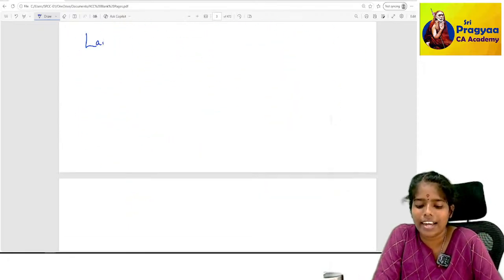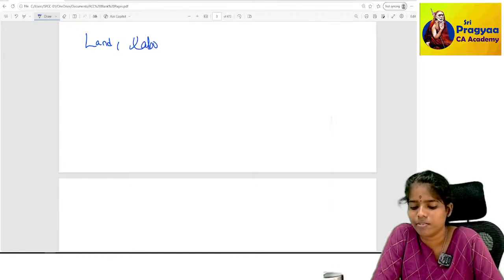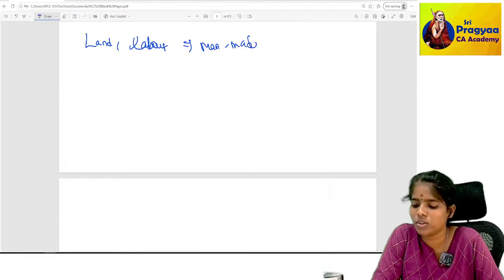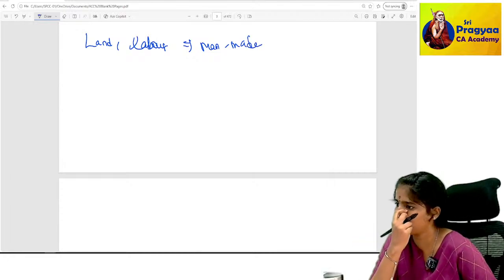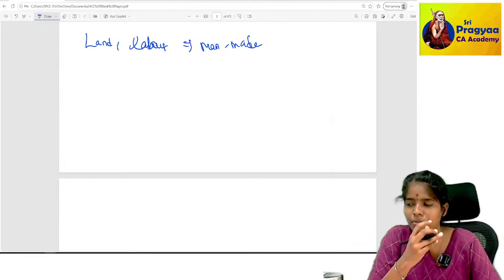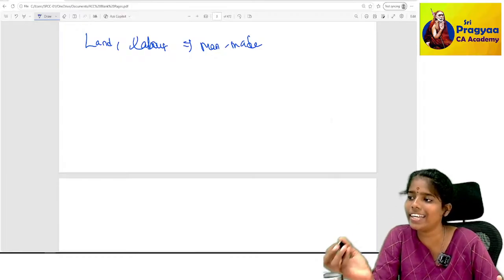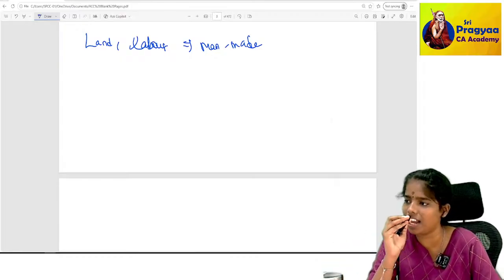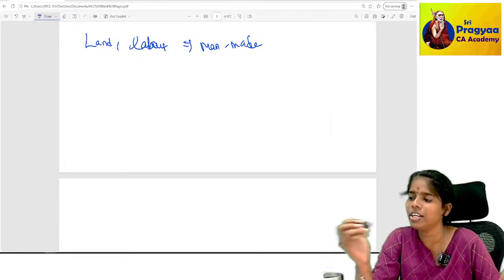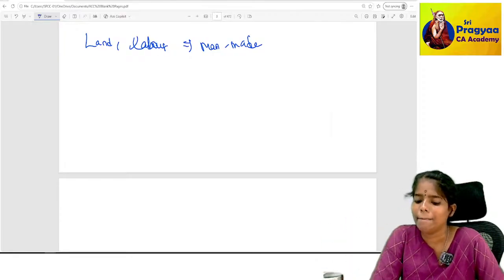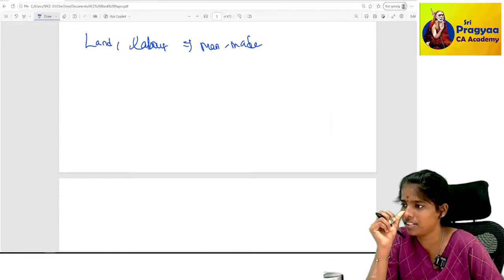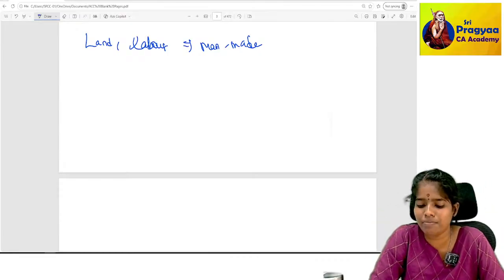Previously we saw land and labor. Are they man-made? No. Land is also nature's gift. Labor is also nature only. You are not going to produce human beings. You can only hire them by giving them talent. Talent தான் உங்களுக்குள்ள உண்டாக்க முடியுமே தவிர you cannot produce labor. But capital, can it be produced? Yes. Capital is a man-made instrument.